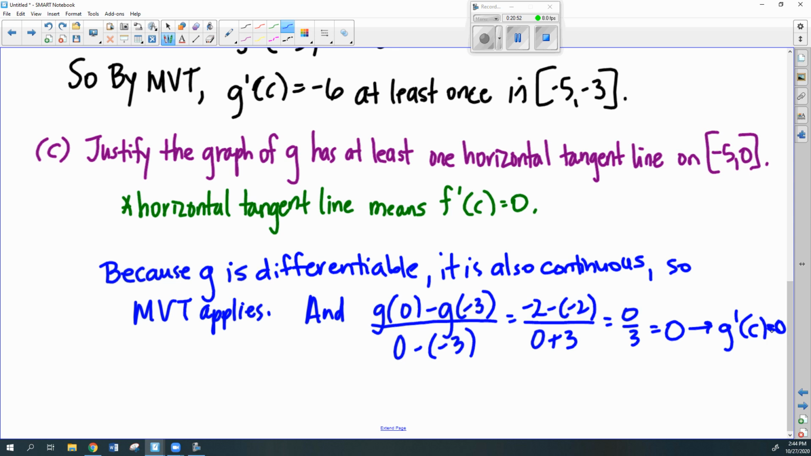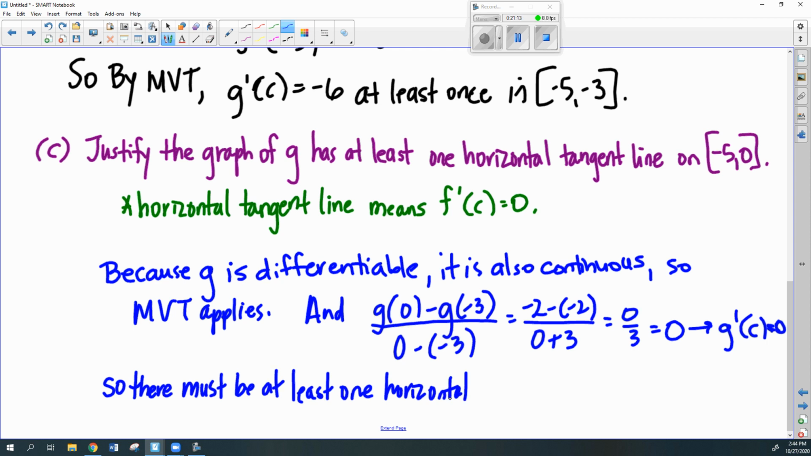And since we've already referred to MVT, all you have to say is, so there must be at least one horizontal tangent line on this interval.